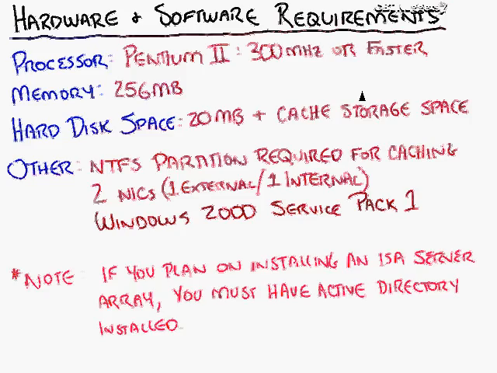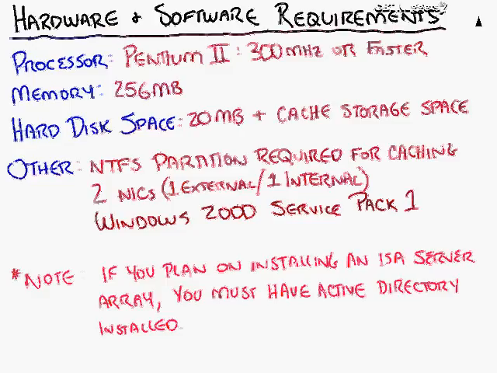But let's start at the beginning. What is the minimum hardware and software required to install the ISA server? Will that quad processor machine cut it? I certainly hope so. Minimum processor is a Pentium 2, 300 megahertz or faster. Now do remember that this is a minimum. It's not an excuse to pull that machine out of the closet you never thought you'd use again to run the ISA server, because it will run very slowly.